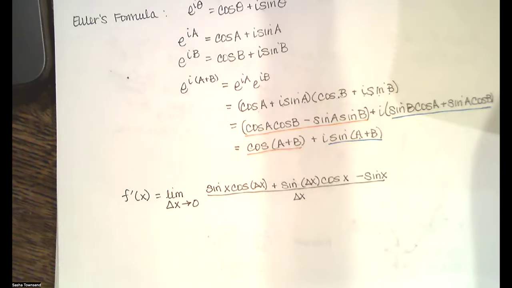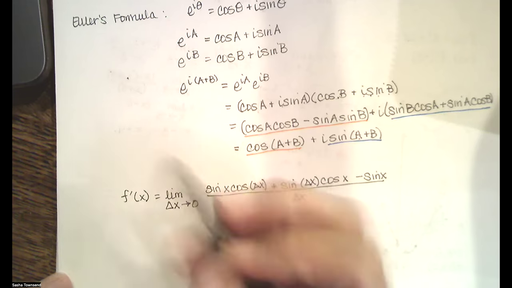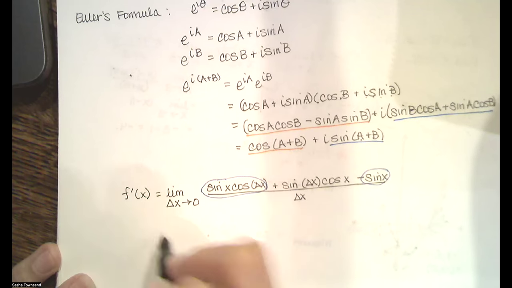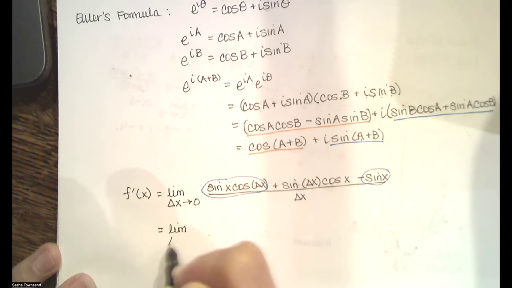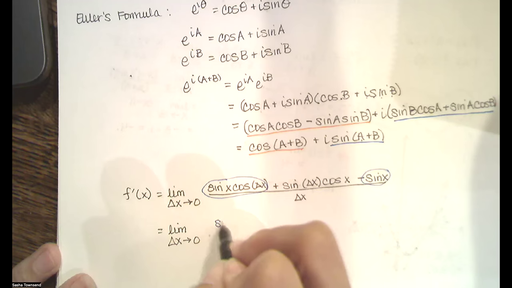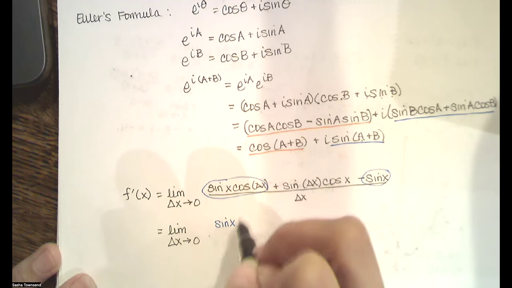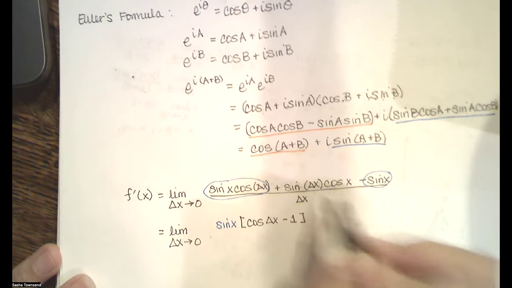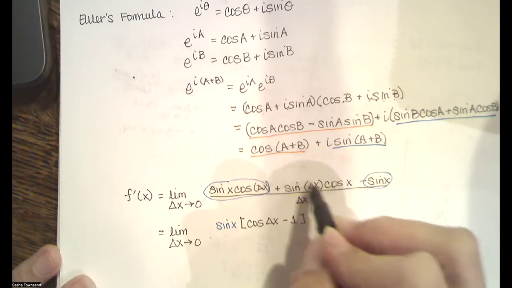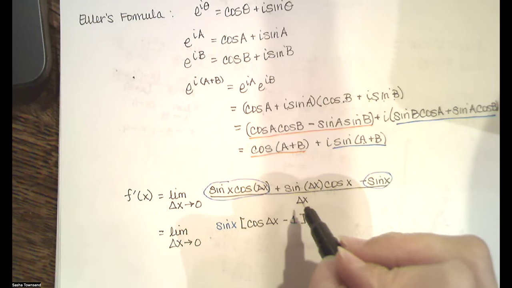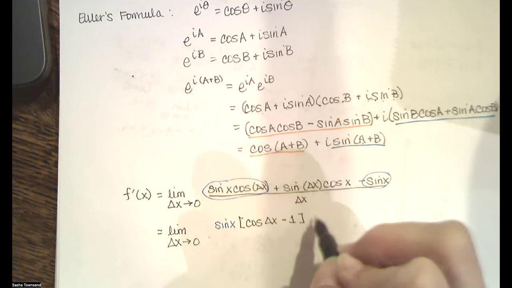Now I'm thinking to myself, do I know anything that will allow me to simplify this? Well, I noticed that this term and this term have a sine of x in common, so I can group those together and factor out the sine of x. So I've got sine of x times cosine of delta x minus 1. And then here, I've got a cosine of x and then a sine of delta x over delta x, and I know that as delta x approaches zero, the limit of that function is one. So we'll be able to use that later.